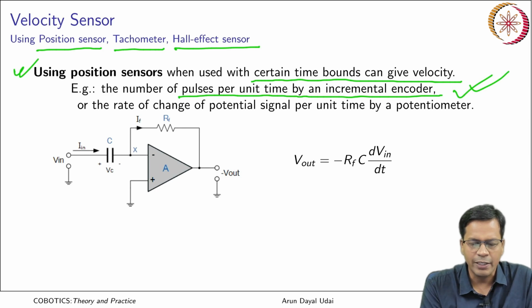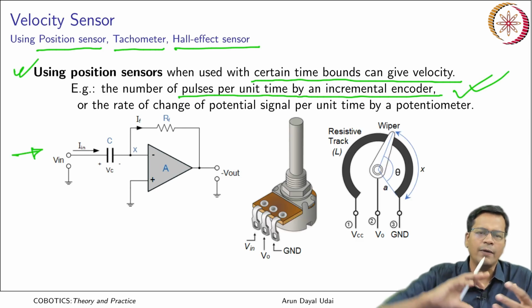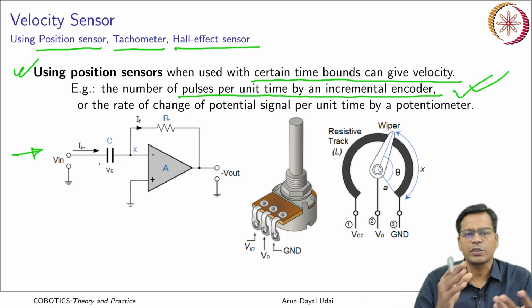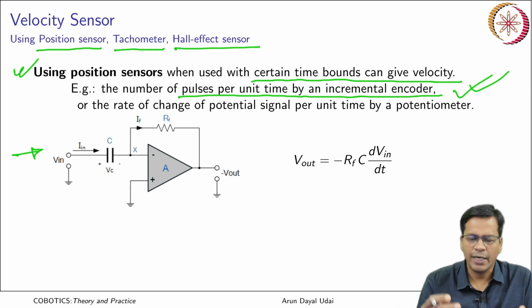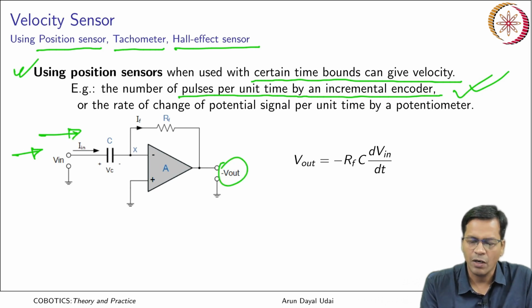If it is an analog sensor, as in case of a potentiometer, it gives you a voltage which is proportional to the angular position. In that case, you can simply take the derivative of the voltage signal and you can obtain the velocity signal. Okay, how that is done?